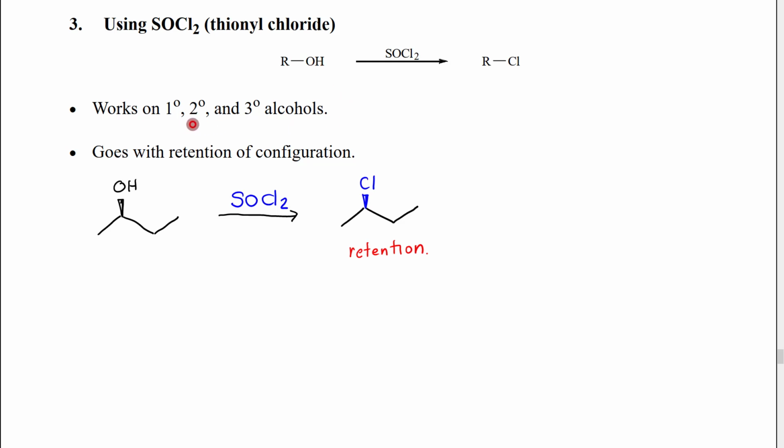It works on primary, secondary, and tertiary alcohols. It gives off hydrogen chloride gas as a byproduct, so sometimes we have to make arrangements to capture that gas because it's very corrosive and toxic. But other than that, it's an excellent reagent. It's been used for over 100 years, and it works with a wide variety of hydroxyl groups.